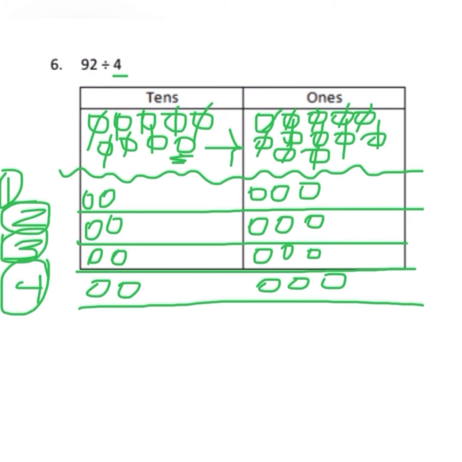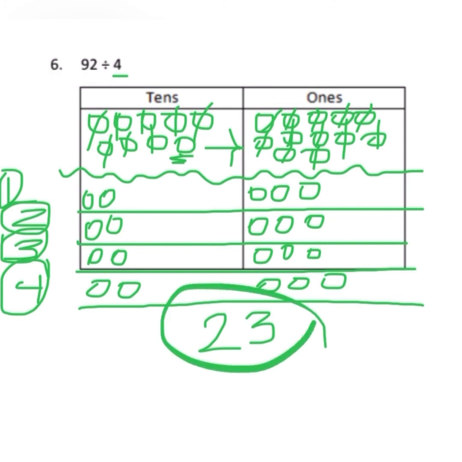So, to see my answer, I need to count how many dots I have in each line of the tens column. So I can see I have 2 dots on each line. So I'm writing 2, and then I count the dots that I have in my ones column. And I have 3 dots on each line, so I'm writing 3. So 92 divided by 4 is 23.